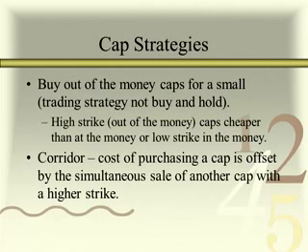Another thing they do is corridors, and this is where the cost of purchasing the cap is offset by a simultaneous sell of another cap with a higher strike. So rather than putting a floor and a ceiling, you're creating a corridor of interest rates, and both of them are caps. Neither are floors. And then you work those out through the life of how long you want things to go.